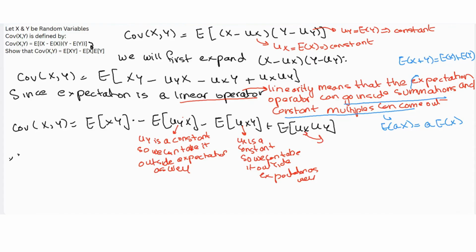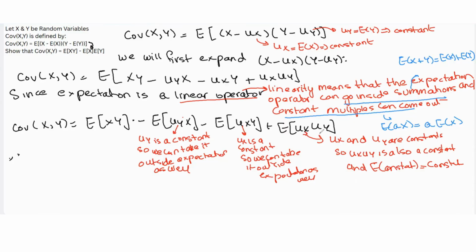Now, mu of x and mu of y are both constants. We've already established that the expected values of x and y respectively are constants, so their product is also a constant. If mu x and mu y are individually constants, the product mu x times mu y is also a constant. And we know the expected value of a constant is just the constant itself. So the result of this is just mu of x times mu of y.